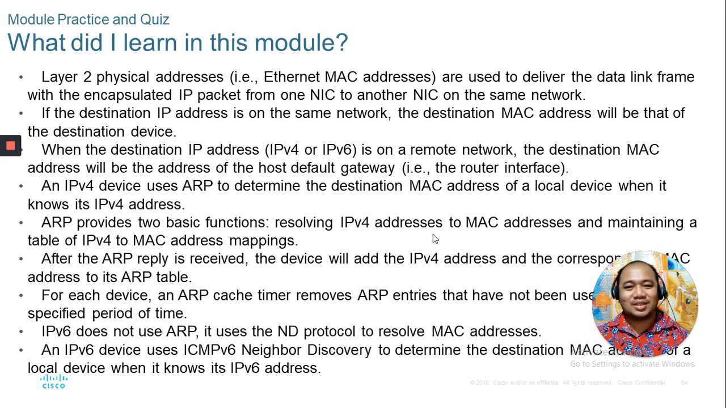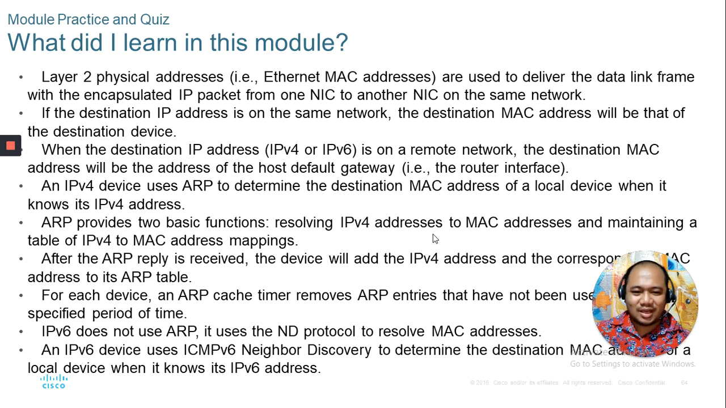During the encapsulation, as you can see, from the application, using your PDU, the data will be encapsulated into a segment, the segment will be encapsulated into a packet, and the packet will be encapsulated again into a frame. It's like a jigsaw puzzle, okay? If the destination IP address is on the same network, the destination MAC address will be used, of course. If on your local network, since it is already known in your ARP table. If you are trying to communicate to a remote network, your computer will be using the destination MAC address of your router.